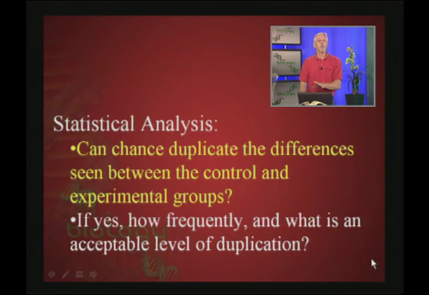So this is one of the dilemmas we have when we look at data sets. There's always going to be a difference, so what's the importance of that difference? Is there a cause, or is it just due to chance? We have to first ask ourselves, can chance duplicate the differences we see in our experimental and control groups? And if yes, how frequently are we willing to tolerate just a chance duplication? In other words, how much confidence can we have in the results if just randomly we could get the same kind of result?